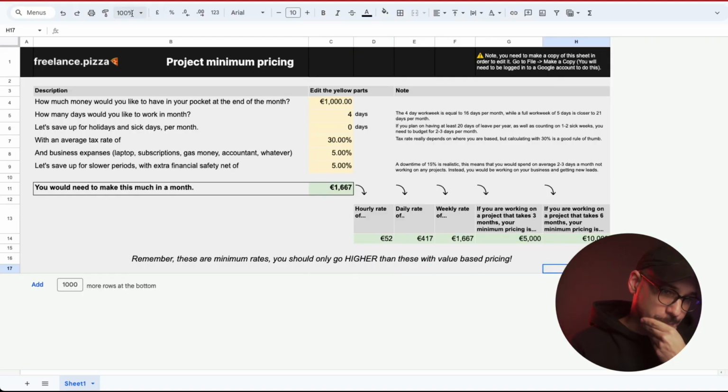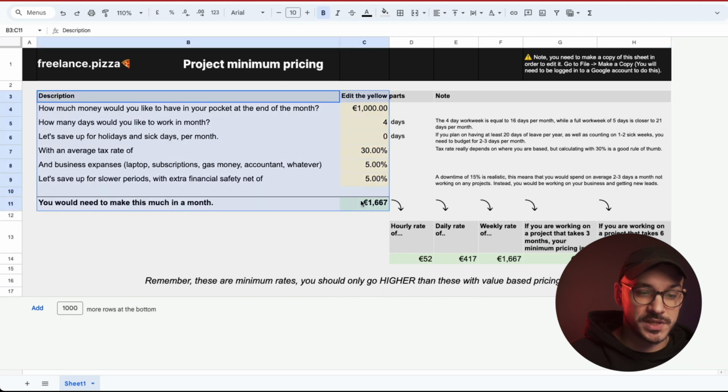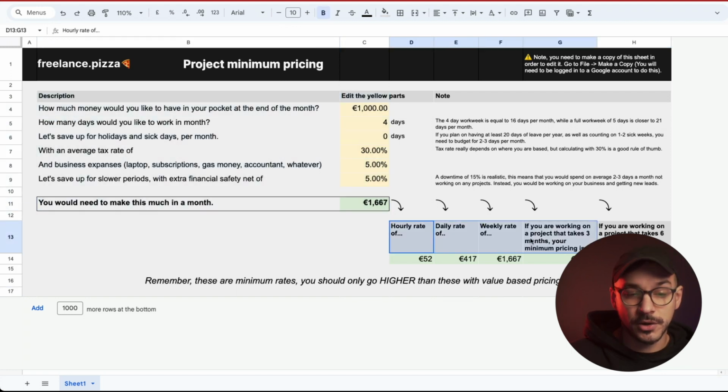Now, let's dive in. So, what we're doing here is project minimum pricing, right? What we're trying to figure out here is what should be our bare minimum, absolutely the floor when it comes to pricing a project or setting our hourly rates. And we will do that by starting with the question I mentioned, right? How much we'd like to earn. Now, as you'll see, this spreadsheet has two sections. We have a couple of questions here, and then we have a couple of outcomes here.